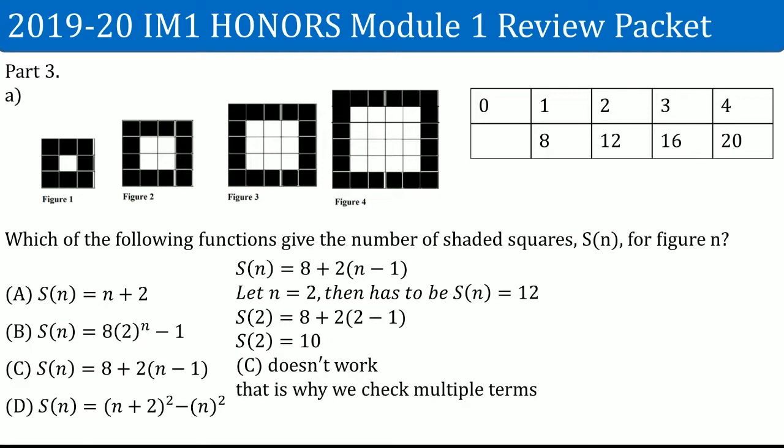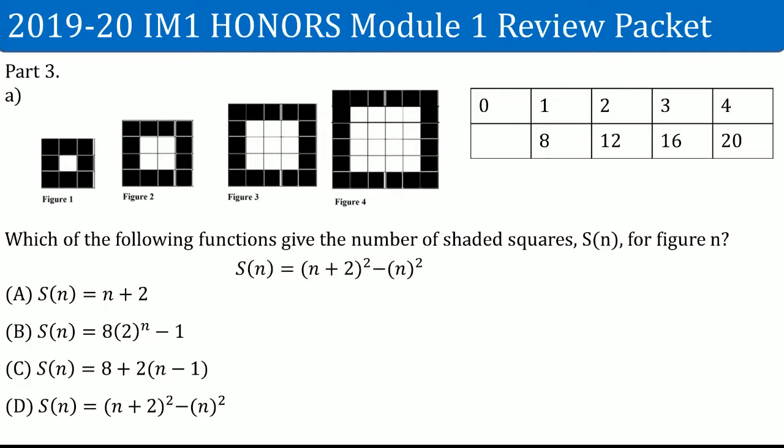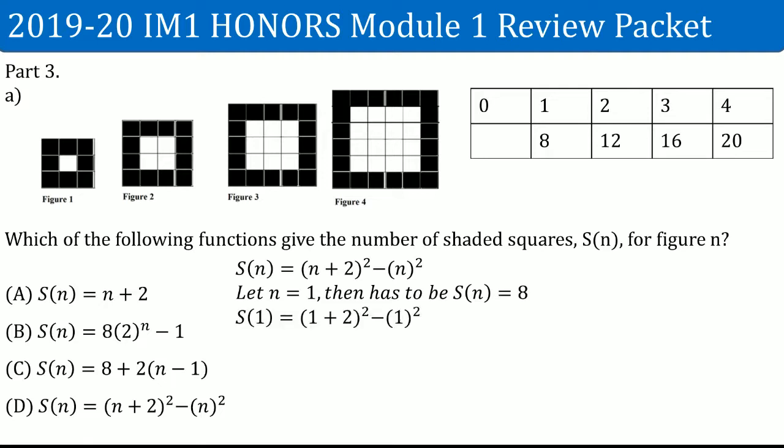So this is why we check multiple terms. Even though it might work for one term, it has to work for all the terms. Okay. So I normally check the first one, then the second one. Normally, if it works for the first one and the second one, by induction, you could almost get it to work for the third one and the fourth one. Okay. So let's check the fourth one out. Again, if we plug in n equals 1, the output has to be equal to 8.